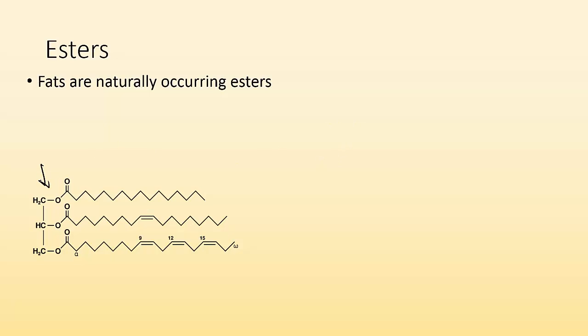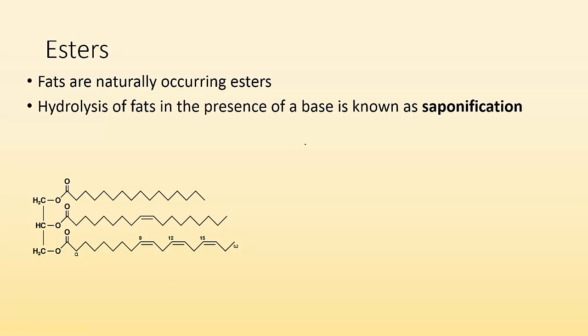So you get your glycerol and you get your fatty acids and you bond them together and you have these ester groups. So a fat is generally a big long ester all linked together. So hydrolysis of fats in the presence of a base is known as saponification. And guess what you make from saponification? You make soap. Now don't get the spelling confused. It's saponification, not soaponification, but saponification makes soap.